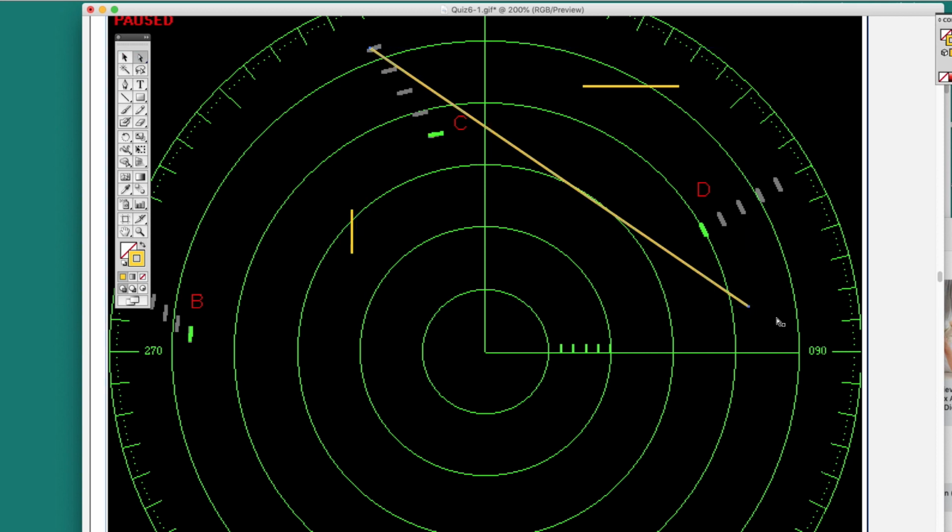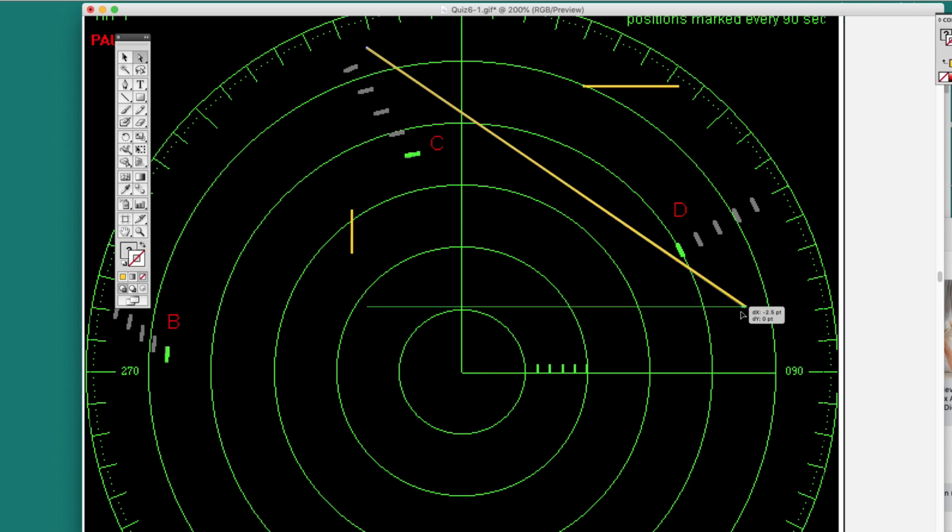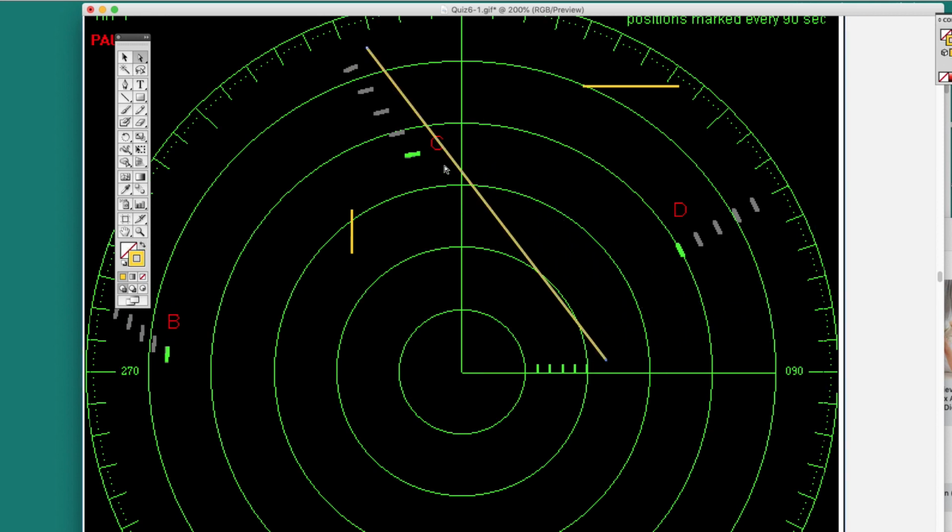Okay, can I do that? No, I'm not that in control of this program I'm using. I want to rotate this. Oh, okay, there you go.